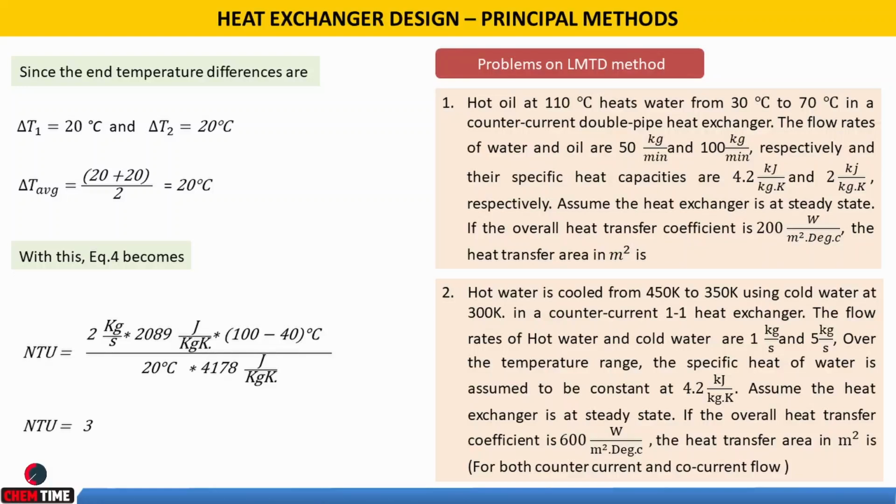And the next problem is: hot water is cooled from 450 Kelvin to 350 Kelvin using cold water at 300 Kelvin. And this is done in a countercurrent 1-1 heat exchanger. The flow rates of hot water and cold water are 1 kg per second and 5 kg per second respectively. Over the temperature range, the specific heat of water can be assumed to be constant at 4.2 kilojoules per kg Kelvin. Assuming the heat exchanger is at steady state and if the overall heat transfer coefficient is 6000 watts per meter square degree centigrade, what is the heat exchanger area?